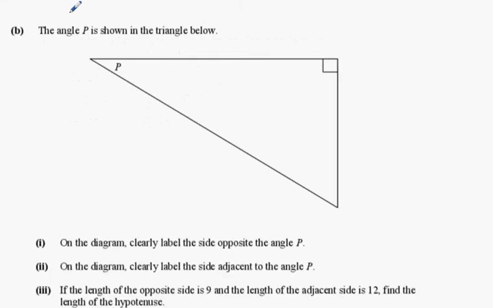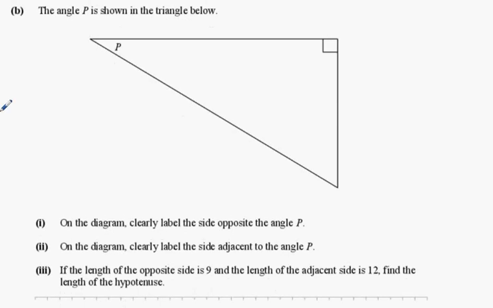B, this one. The angle P is shown in the triangle below. On the diagram, clearly label the side opposite P. What side is opposite P? That one there, yeah? Clearly label the one that's adjacent. Okay.